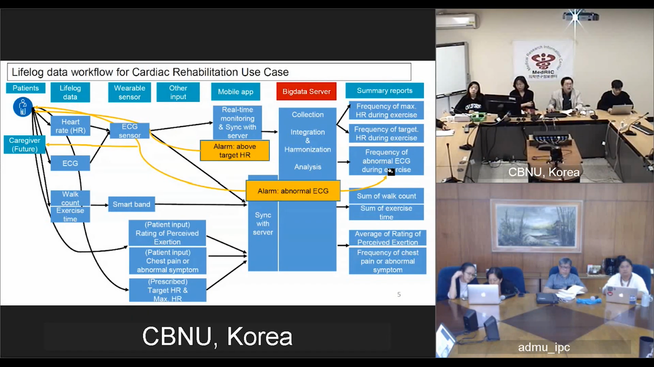And the walk count and exercise time will be collected by the smartband, and this data will also be collected and analyzed at the big data server for the summary report, including the sum of walk count and sum of exercise time. And the patient will manually input the rating of perceived exertion and chest pain or abnormal symptoms during exercise on their cell phone. And the patient's target heart rate and maximum heart rate will be collected from the physician's prescription.